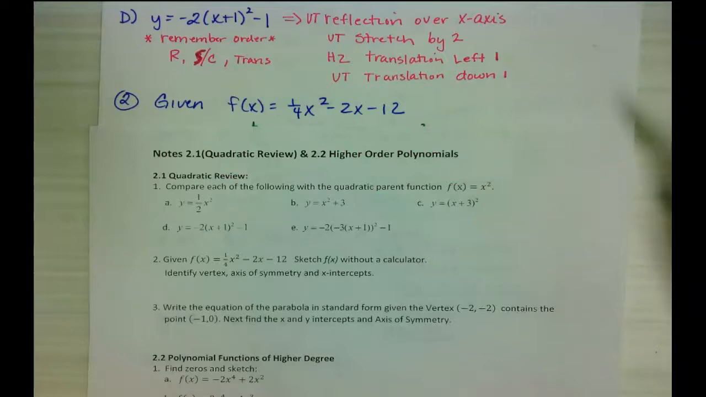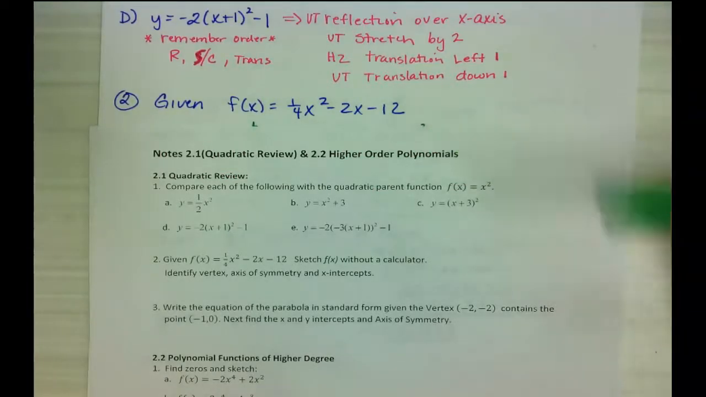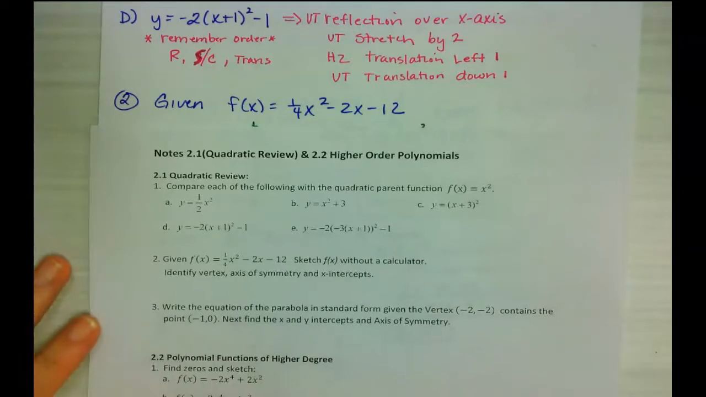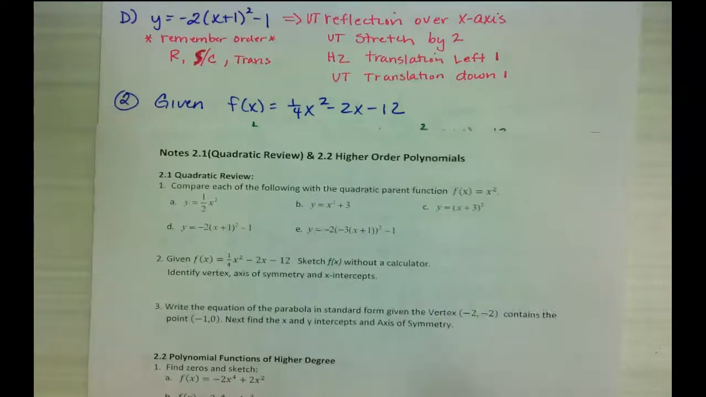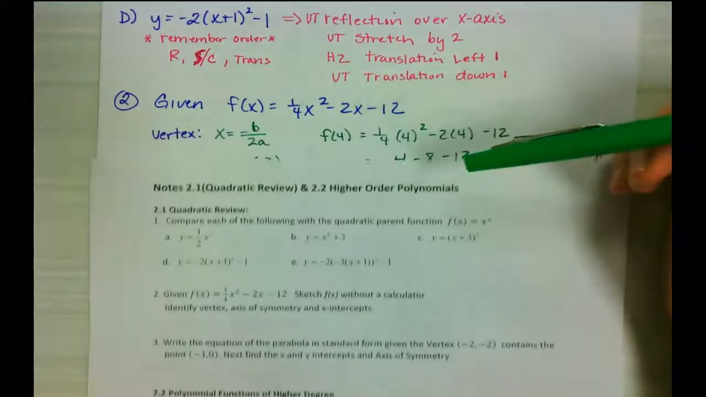Problem 2, we have an equation in standard form, and we are going to sketch it without using a calculator, identify the vertex, the axis of symmetry, and the x-intercepts. So the first thing I would do here would be to get rid of that 1/4, because we learned when we are factoring, it's better to factor when a is a positive whole number.